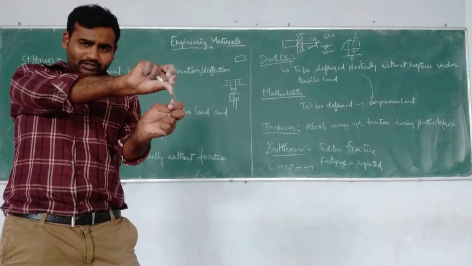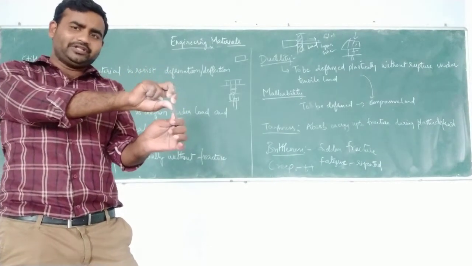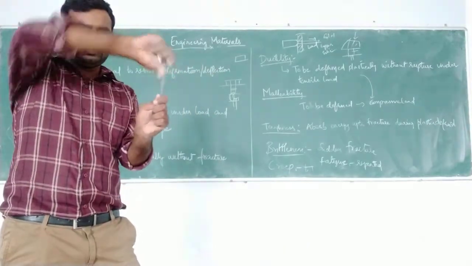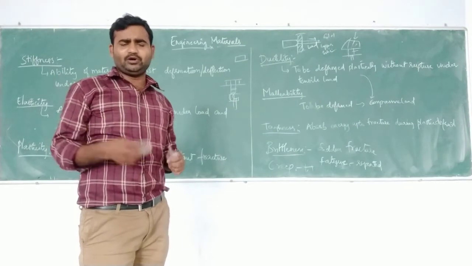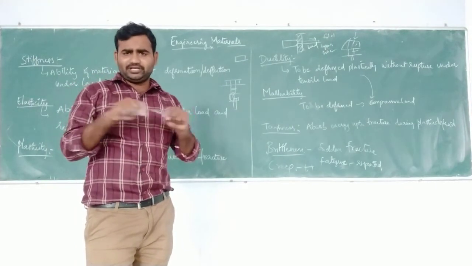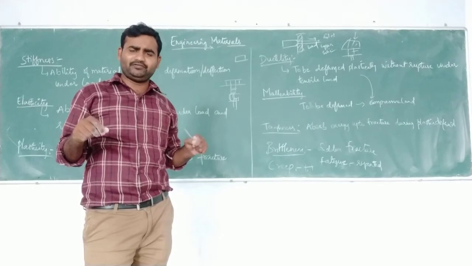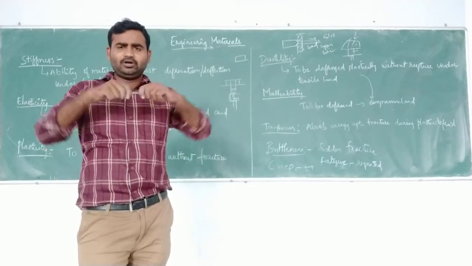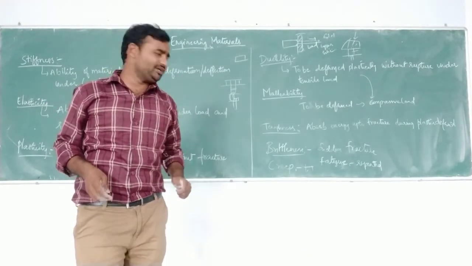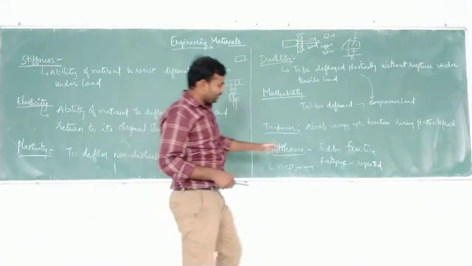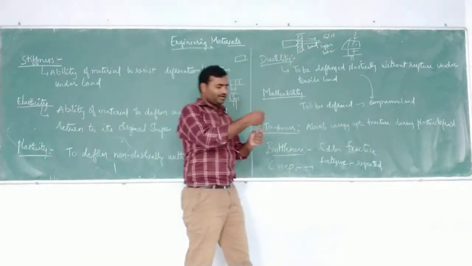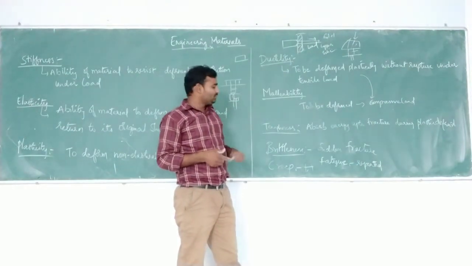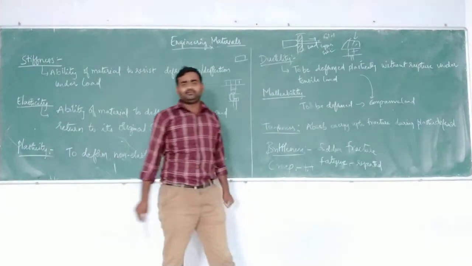But if I want to pull in the one direction, whether it will break? No. If you repeat that side and this side, that side, that side. In your home, you have already observed there will be wires, small iron wires. If you want to break it, what do you have to do? Upside down, you can do. Immediately, it breaks. So the repeated load, forward and backward, if you apply a repeated load, then it is called fatigue strength.